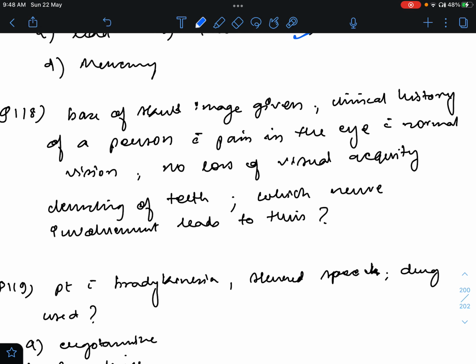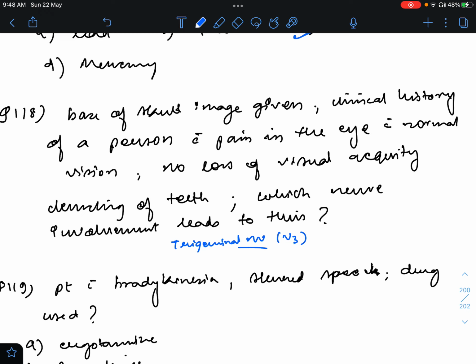So I think they are trying to mean that clenching of teeth, I think they're trying to mean the involvement of trigeminal nerve. Clenching of teeth will be done by the muscles of mastication. That is, it will be from the mandibular nerve, and that is a branch of trigeminal nerve, V3.